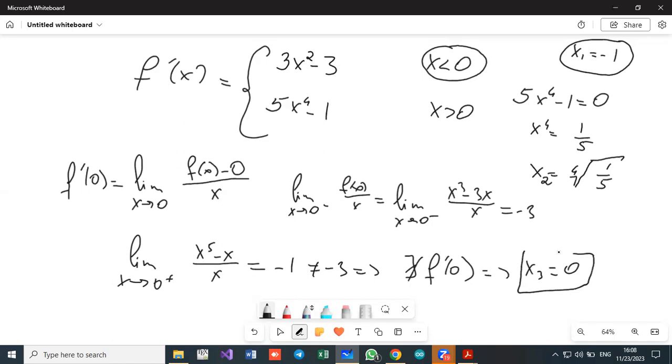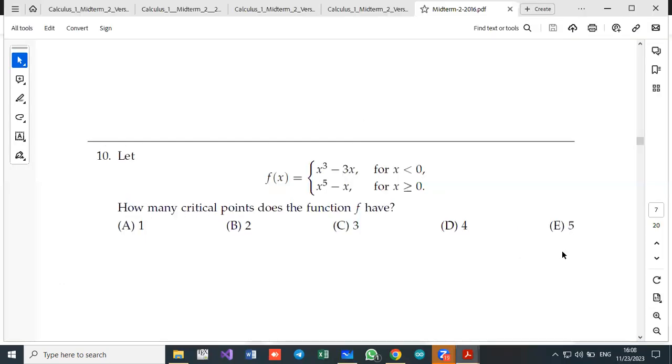So far, we found 3 critical points. If we go back to our exercise, here we have 3 as the correct answer. Right? Okay, let's move forward. Since we are working with a version from 2016, we have other questions from that year, 3rd, 5th, and 10.